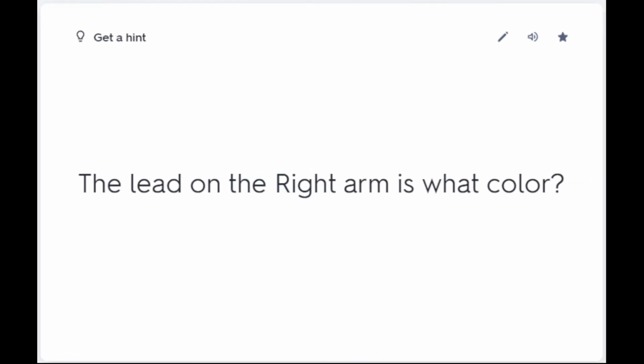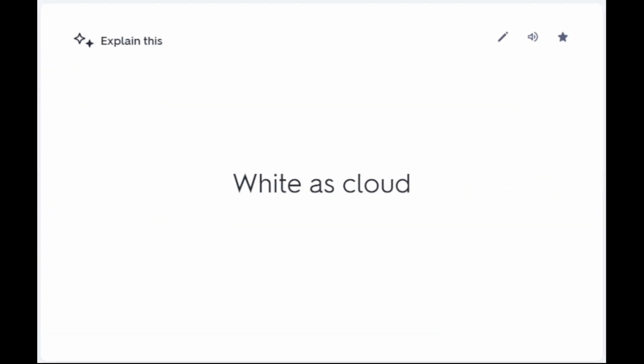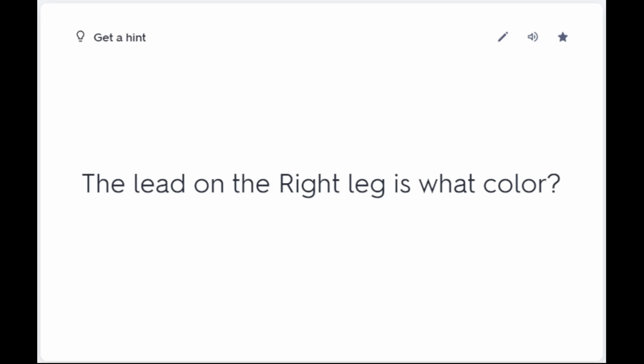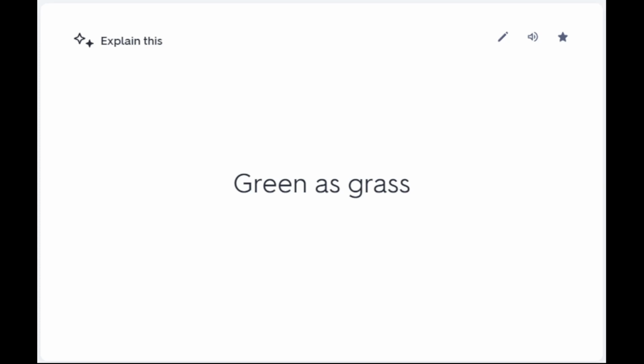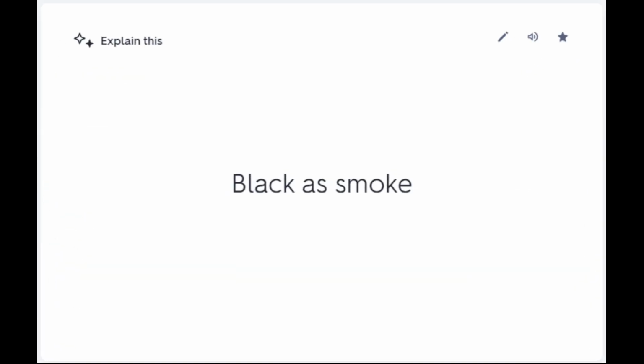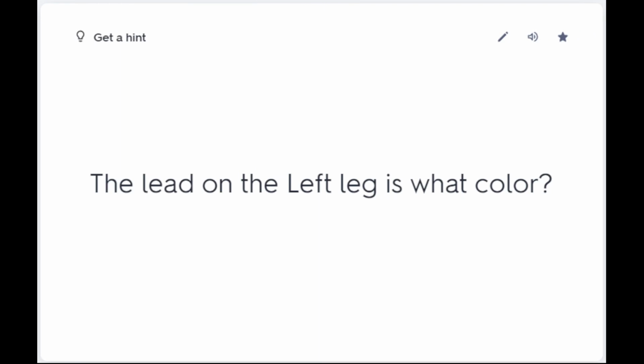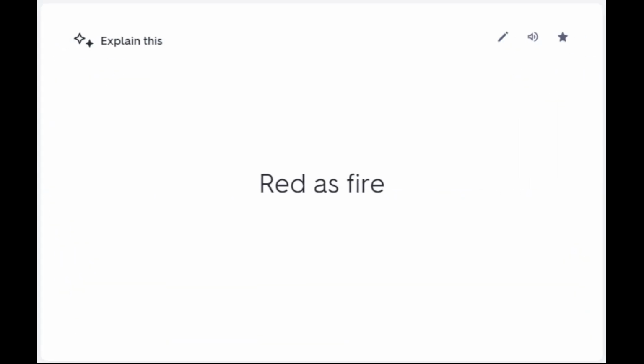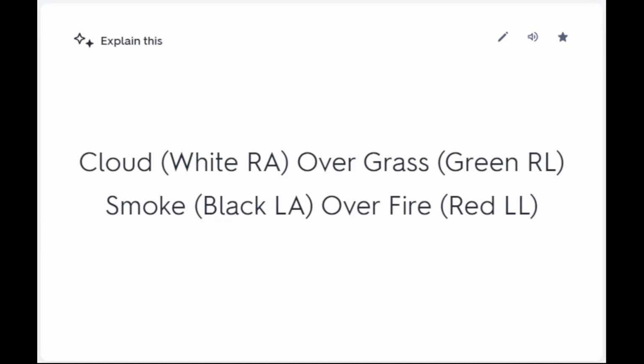The lead on the right arm is what color? White as cloud. The lead on the right leg is what color? Green as grass. The lead on the left arm is what color? Black as smoke. The lead on the left leg is what color? Red as fire. Limb placement: cloud over grass, smoke over fire.